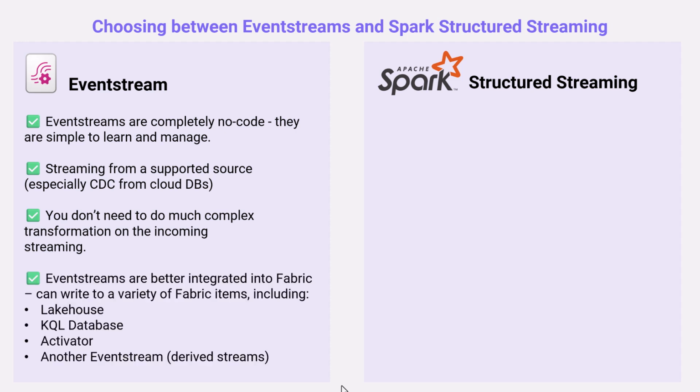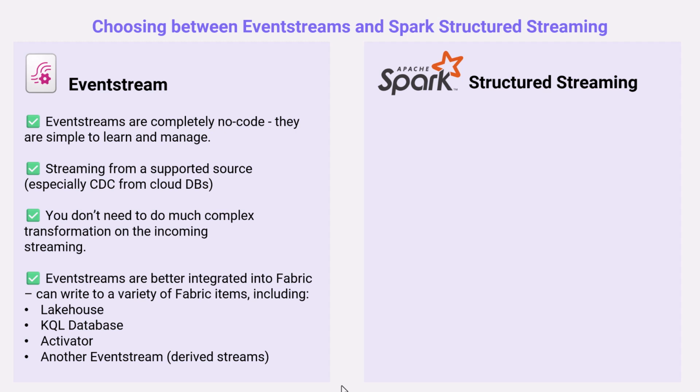And event streams are better integrated into Fabric. So you can write to a variety of different Fabric items, including the Lakehouse. As you'll see, you can write to a Lakehouse from Spark Structured Streaming as well. But the other ones are unique. KQL Database, we can also write to with an event stream. Activator, also another event stream, like derived streams as well.